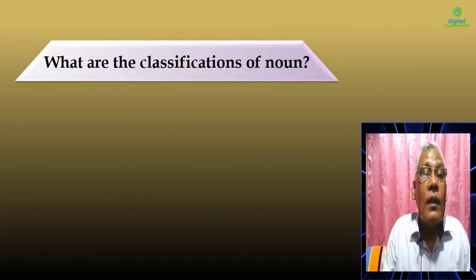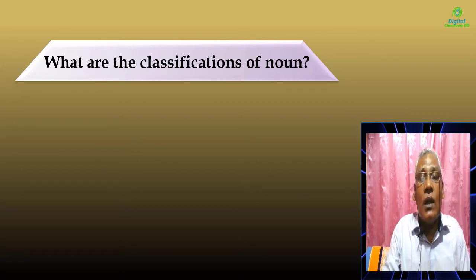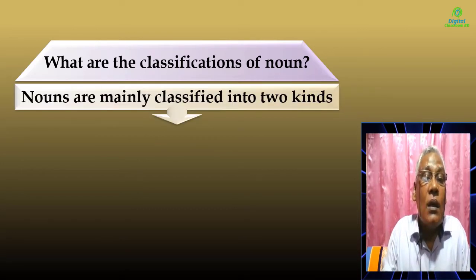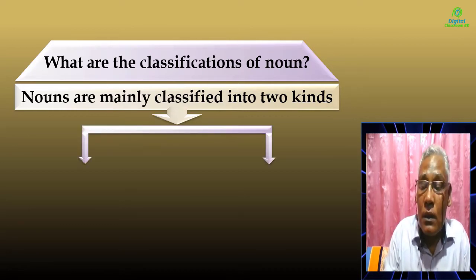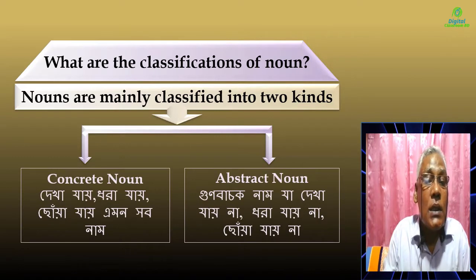So we are going to find out the classifications of nouns. What are the classifications of nouns? Nouns are mainly classified into two kinds. That means there are two classes of nouns. What are those? One is concrete noun and the other is abstract noun.